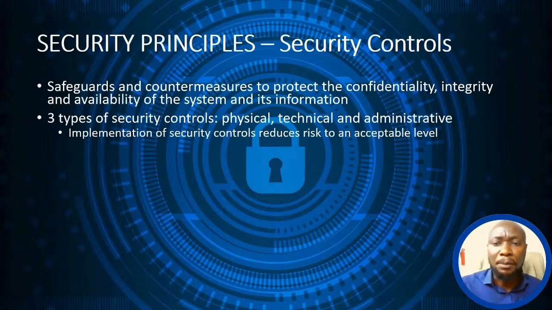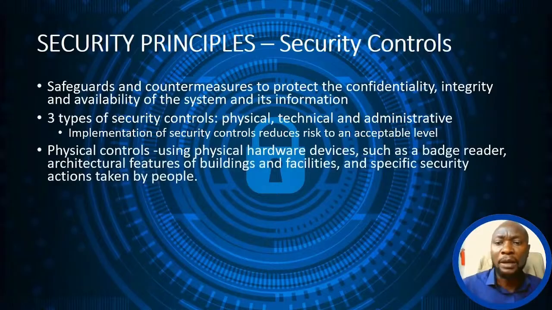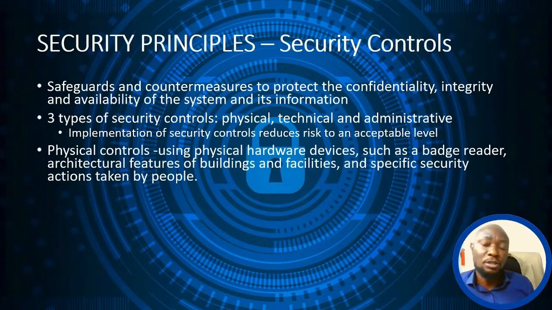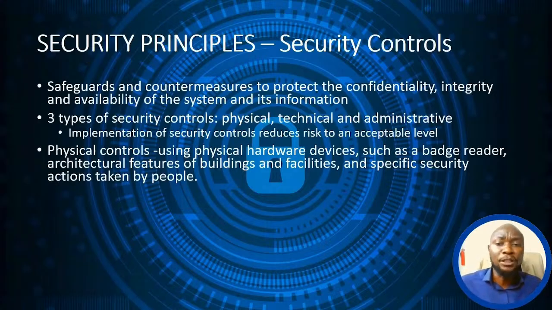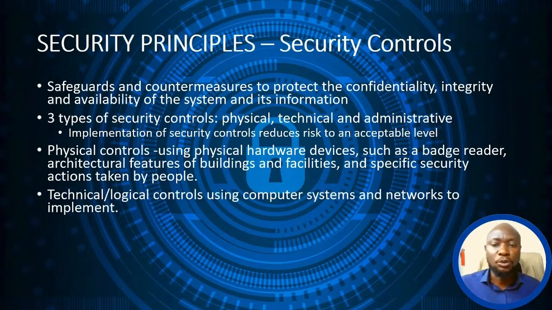The implementation of security controls reduces risk to an acceptable level. So when you implement a security control, it is expected that this will help you reduce the amount of risk exposure that your information or your system is exposed to. Physical control is using physical devices or hardware devices, such as a badge reader, or building a fence and putting barbed wire around the facilities, or taking specific security actions, maybe using security guards to block people or using some barriers. These are physical controls.